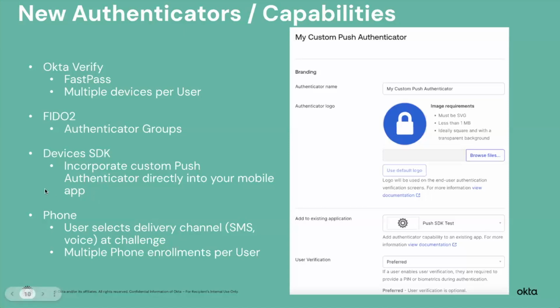And finally, for the phone authenticators, there's some new behaviors there. Number one, there's no longer a separation from an enrollment standpoint anyway between SMS and voice. It's all just phone. And then at the time of challenge is when the user would select how they want to receive the code. And then you can also have multiple enrollments now per user. So instead of being limited to one SMS and potentially one voice per user, you can now have multiple enrollments for the same user.